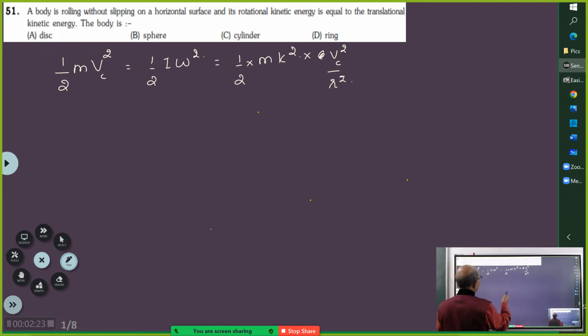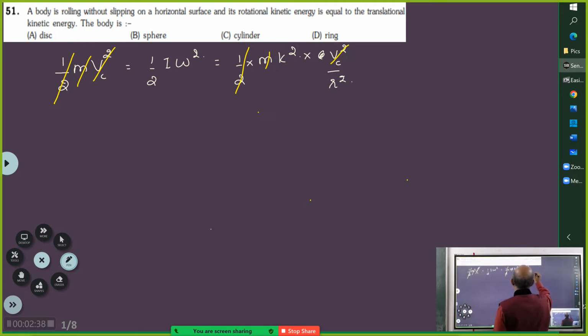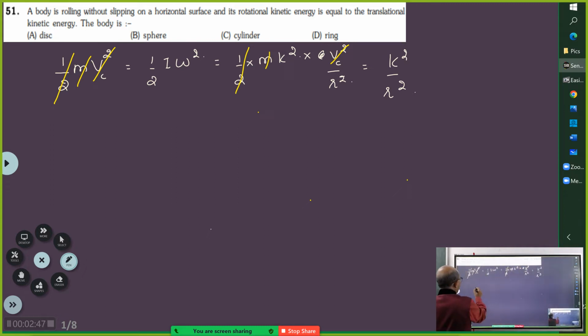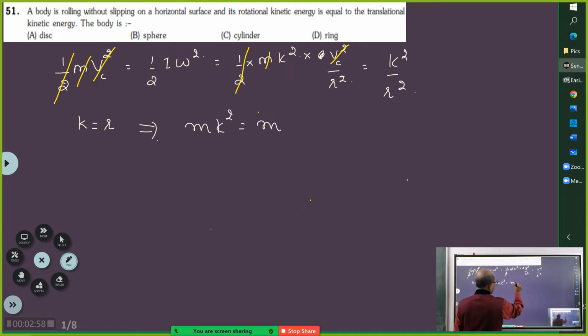So here we go. From all this, you can strike off this, and then this, and this, and this, and this. So what will you be left with? You will be left with k square upon r square, and on the left hand side it is 1. So therefore k is equal to r. That implies that it should be a ring, isn't it? Because for a ring, m k square is equal to m r square. So k is equal to r means a ring is the right answer. I hope all of you got this.